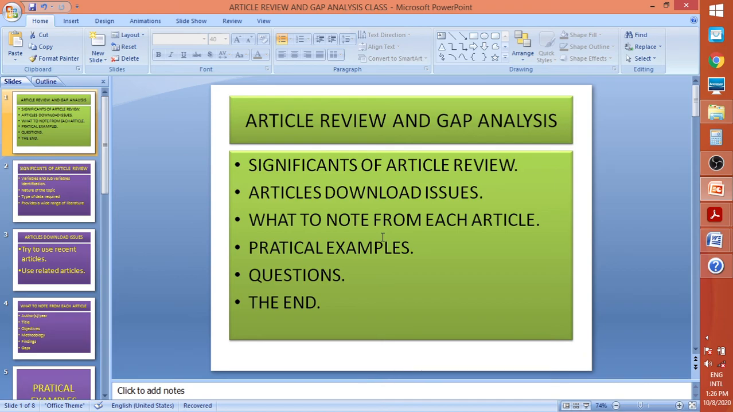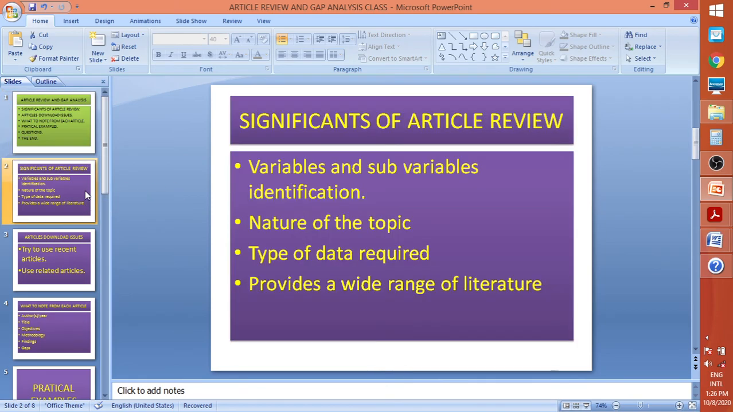Basically, what we'll be doing in this class is how to do your article review and analysis. Before we go into that, we'd like to look at the significance of article review. First, variables and surveyables are identified. When you carry out your article review, it helps you to note down and know the variables and the surveyables which you can possibly use for your own research.